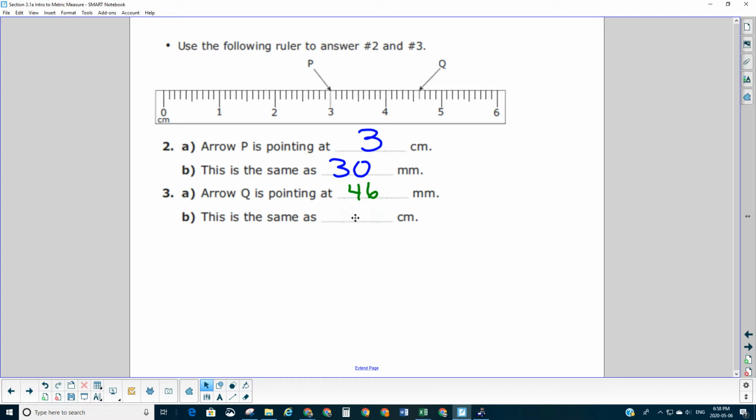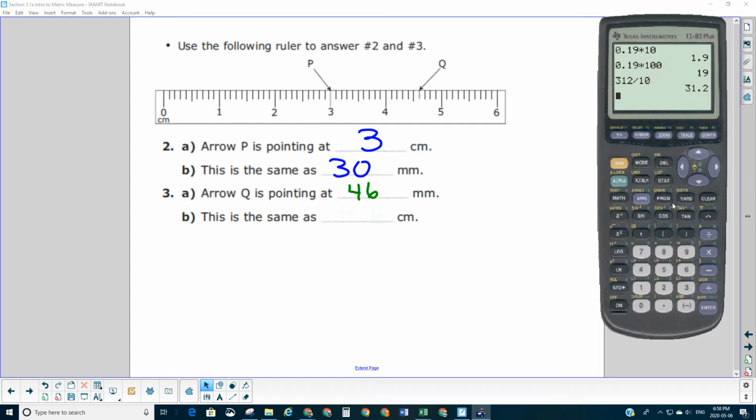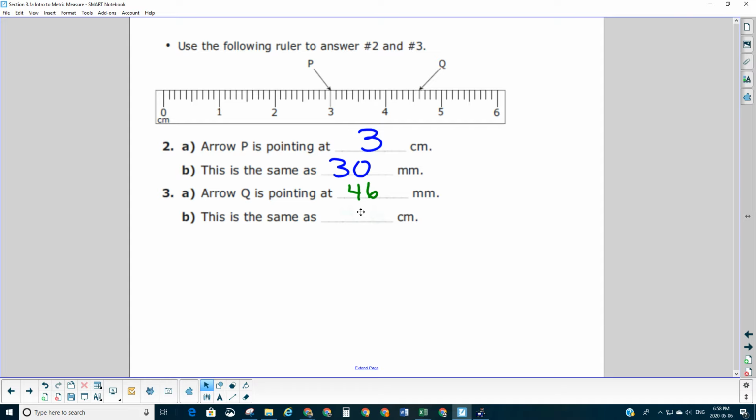So how many centimeters is that? Well, if we went from centimeters to millimeters, we multiplied. So if we're going from millimeters to centimeters, we're going to divide. We're going to divide by 10. So we could check our calculator, but I think we'll be able to figure this out. 46 divided by 10 is 4.6. What's nice about the metric system is you can actually see that. That's 4 centimeters and then 0.1, 2, 3, 4, 5, 6, 0.6 of a centimeter. And so it's just 4.6.